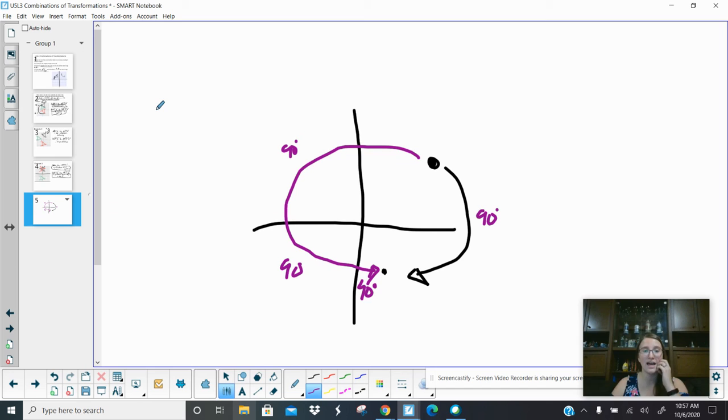Look at your options on your assignment. It's possible that you're not wrong, but with the options they give you, you have to pick one. Every rotation could actually technically be two. I could rotate this way or I could rotate the other way. So be careful on your assignment. Look at your options.